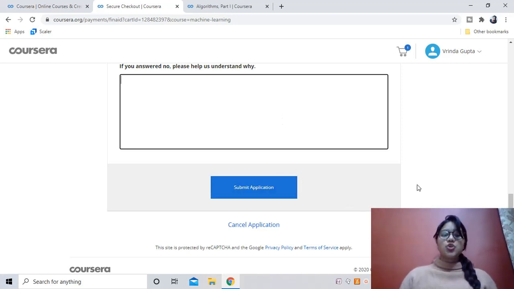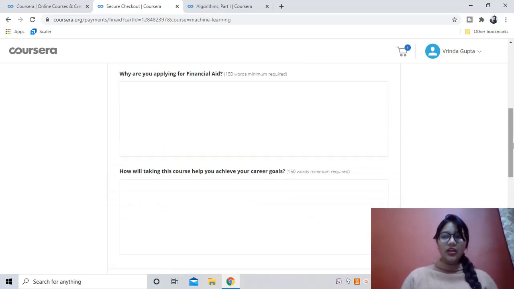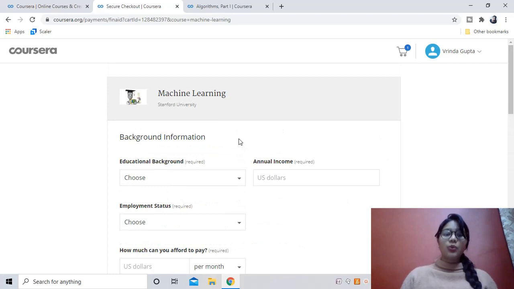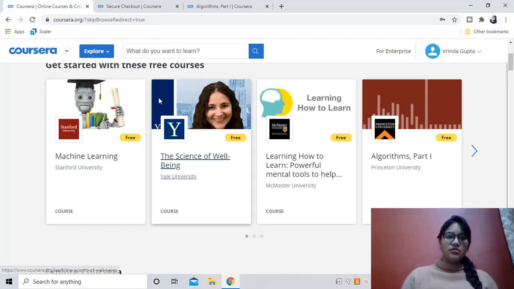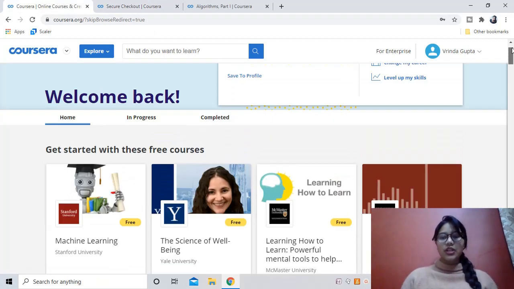Then your application will be sent for review, and you will get a mail at the email ID with which you have made this account within 15 days. It will take 15 days to review, and then you will get this course for free of cost, and you will also get a certificate with it. So this was the first way to achieve a certificate for free.